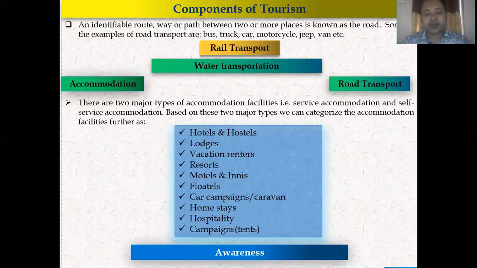And road transport: as a developing country, Bangladesh is quite developing our road transportation system, and the roads, culverts and bridges have been developing rapidly.